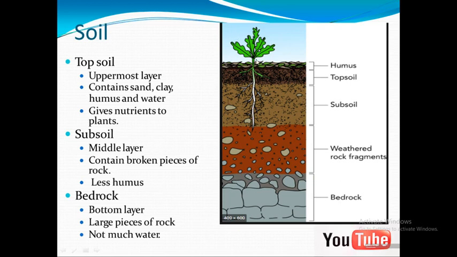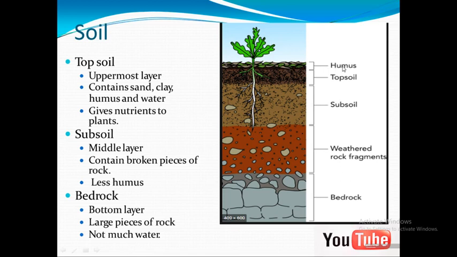So the layers of soil. We have discussed the parts of a plant. So this is the stem and the root. This part is the root, and this is the soil. So the topmost layer of the soil is called humus. It is rich in minerals.